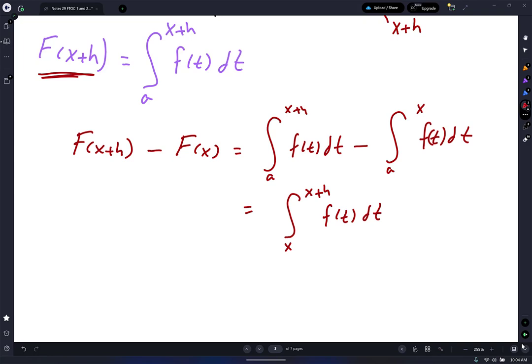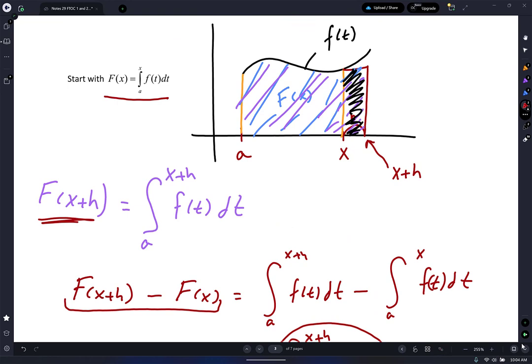Nothing crazy, right? Okay. This guy, do you agree, is just this expression with capital letters? And that's what that is. It's that area shaded in black, right? So I'm going to go ahead and rewrite it.